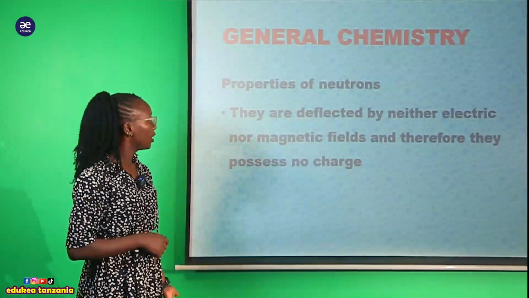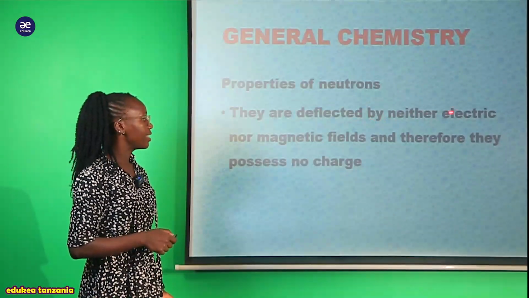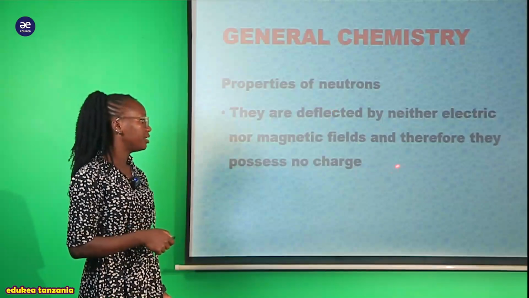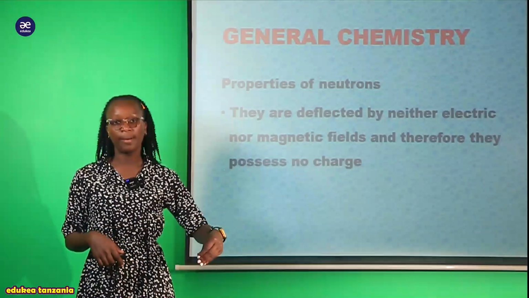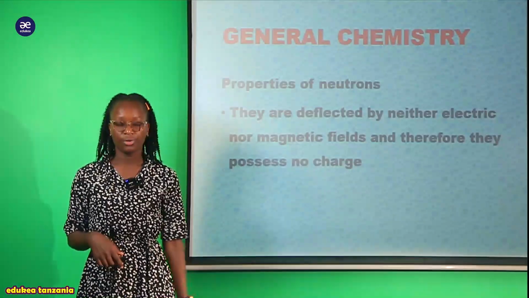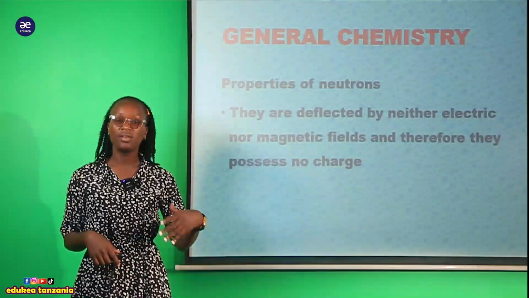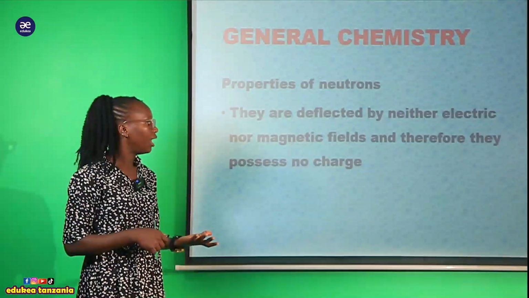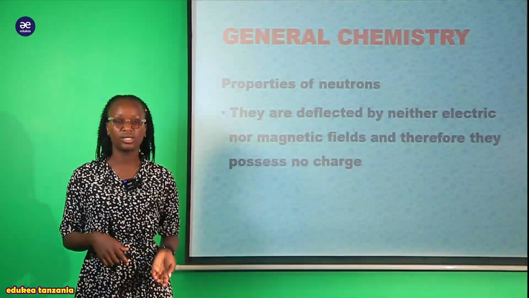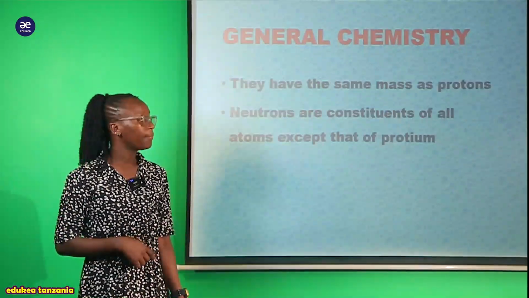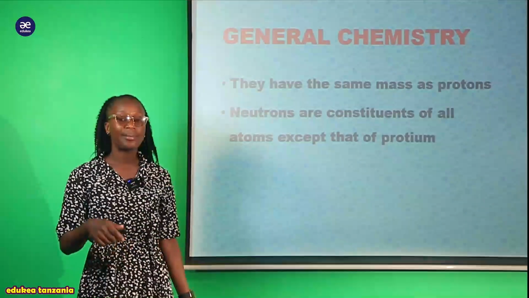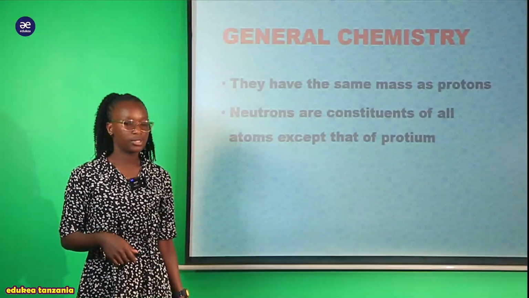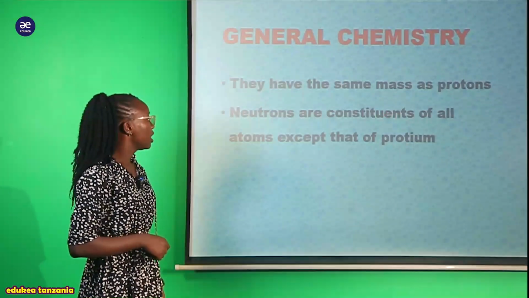Okay, now let us see the properties of neutrons na tujue sasa hii neutrons ilikuwa na sifa gani. Okay, they are deflected by neither electric nor magnetic field and therefore they possess no charge at all. Ndio maana tumeona pale ile charge ni zero. Kwa hiyo they can be deflected neither by electric nor magnetic field, that's why zikaitwa neutral. Lakini pia sifa yake nyingine ni kwamba they have the same mass as protons, zina mass sawa na nani? Na protons. Zina mass sawa na protons.